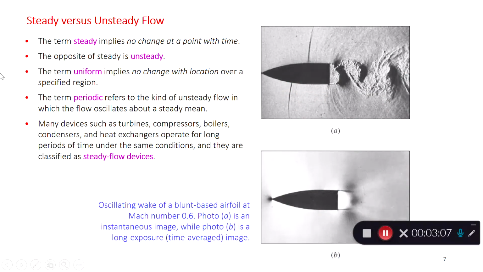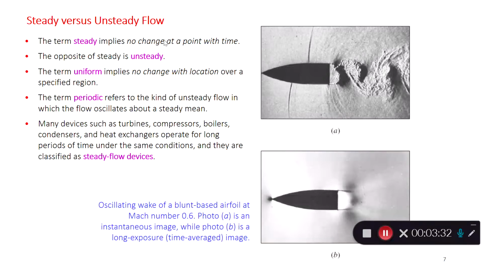Next we have steady versus unsteady flow. The word steady here means no change at a point with time. A steady flow is when at t equals 0, it is a certain way, and at t equals 10, it is the same way. Nothing changes over time. That is a steady flow. The opposite, of course, is unsteady.